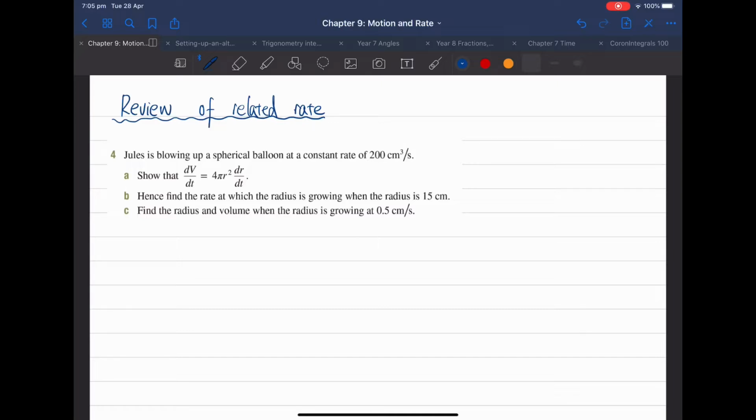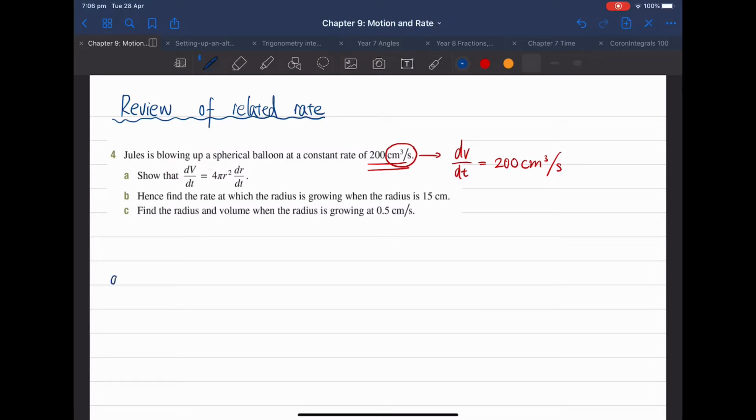This question says Julie is blowing up a spherical balloon at a constant rate of 200 cubic centimetres per second. The most important thing here is that number. It has a rate unit, cubic centimetres per second. That tells you the change in volume with respect to change in time is equal to 200 cubic centimetres per second. So that's dV over dt equals 200 cm³/s. That's very important information.